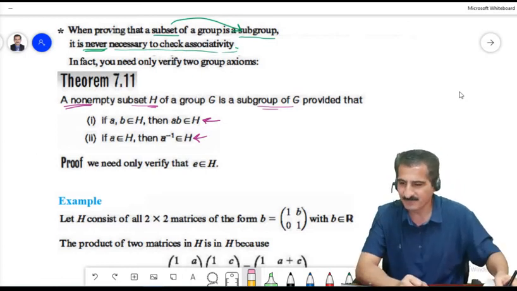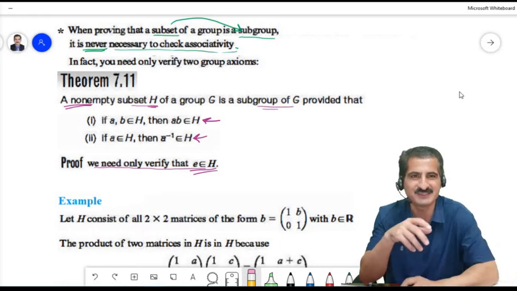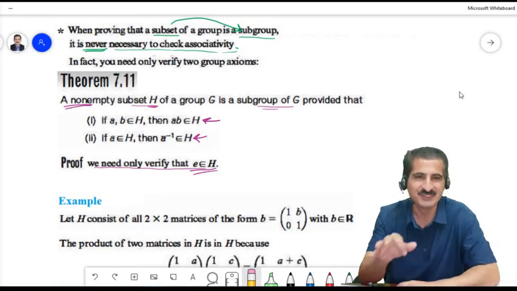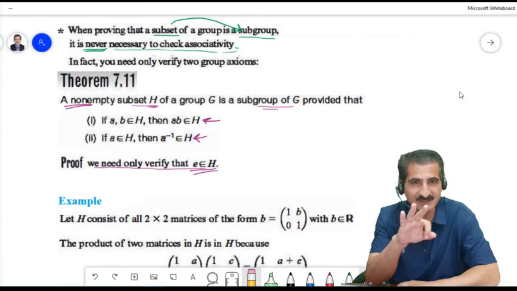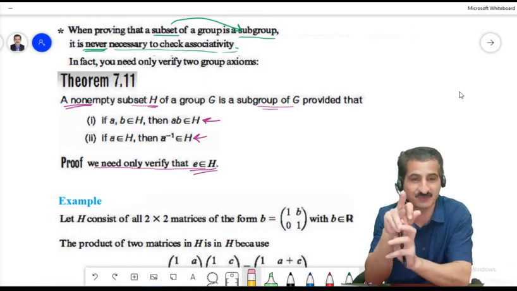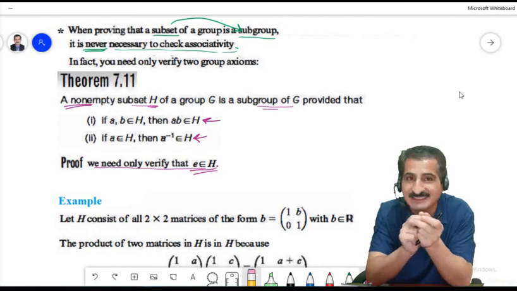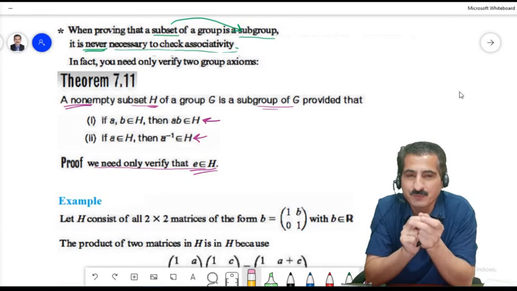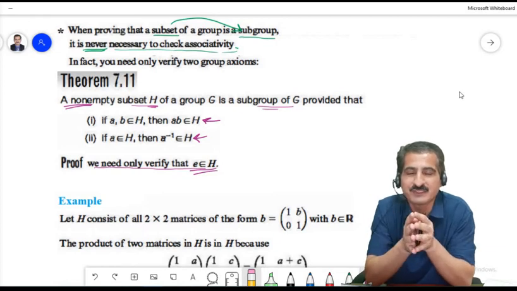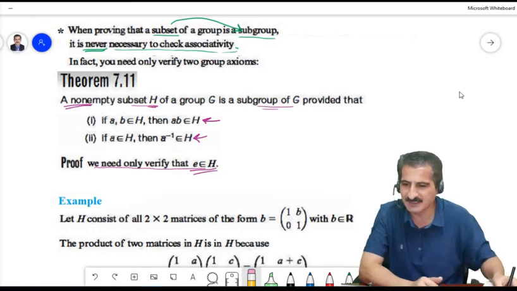So to prove this theorem, we need only to prove the identity is there, right? Because we said associativity is not needed anymore. We need three things. Now, parts 1 and 2 are given already. So the only thing that is left is the identity. So if we prove that these two parts guarantee the identity is there, then we are done. But how to guarantee the identity is there, given 1 and 2 here?